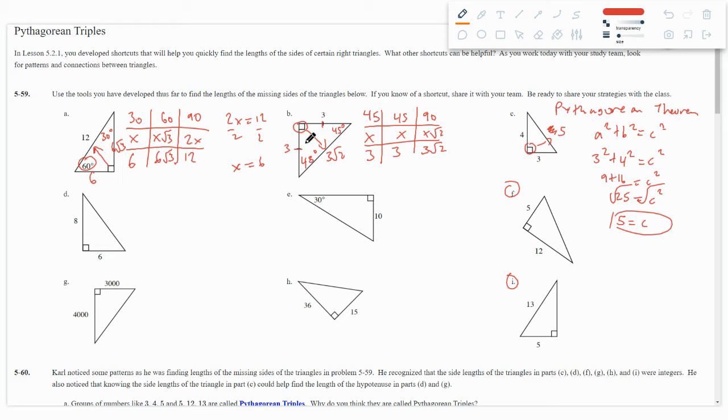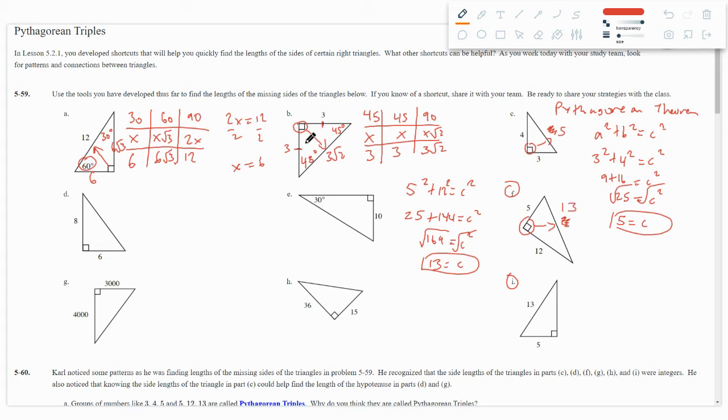With our part F here, we have a side length of 5 and a side length of 12. And then the hypotenuse is across the right angle, so that's our C value. So I'll put the work to the left here. We have 5 squared plus 12 squared equals c squared. 5 squared is 25. 12 squared is 144 equals c squared. So adding these two together, we get 169. And then to solve it, we take the square root of both sides, and c ends up being a nice number, 13.